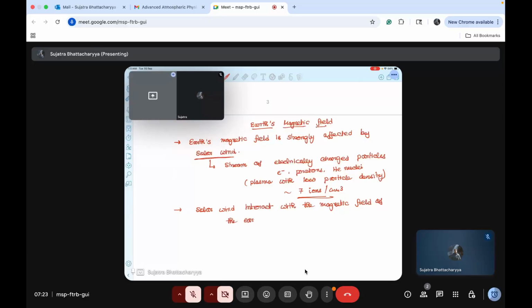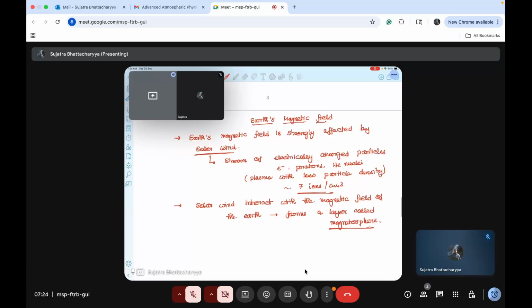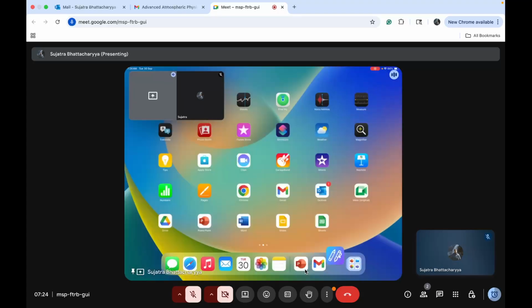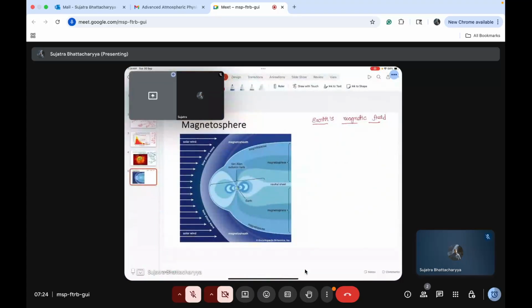Okay, Earth, and this forms a layer called the magnetosphere. Okay, this forms a layer called the magnetosphere. So if I go now to this, you can see this entire layer, this entire layer, this is the magnetosphere.